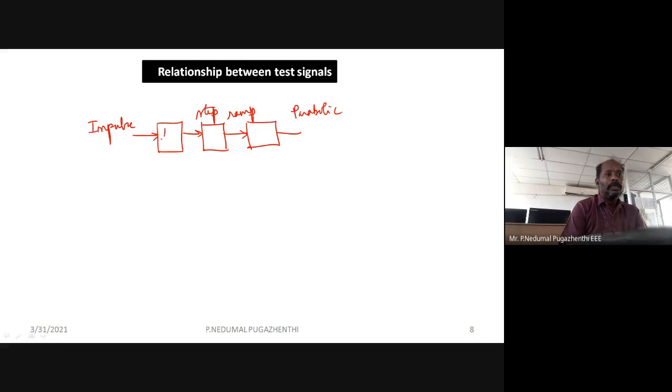So what is that? We call this integration. If you integrate impulse, you will get step. If you integrate step, you will get ramp. If you integrate ramp, you will get parabolic. That's the relationship. If you integrate, this is nothing but an integrator.